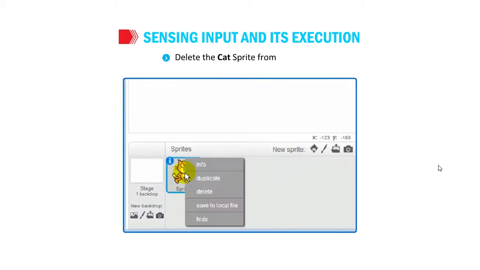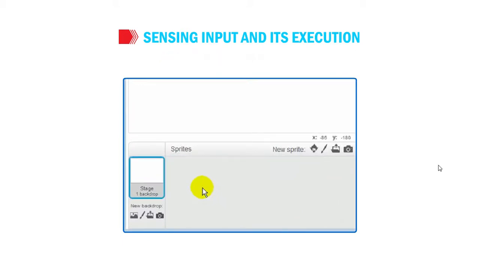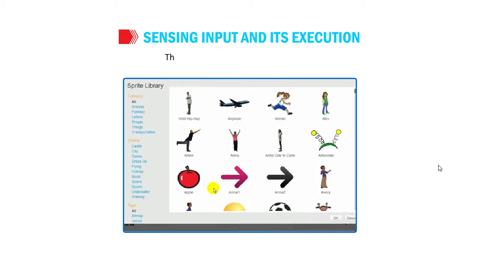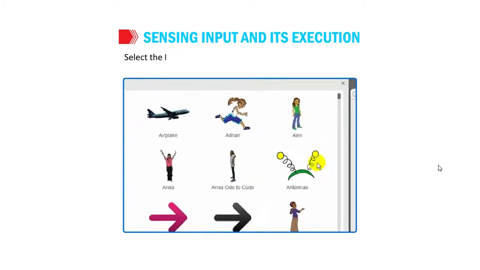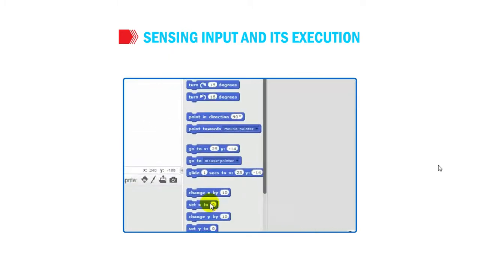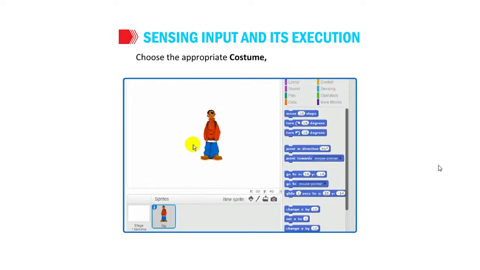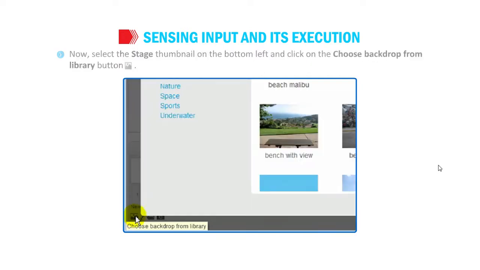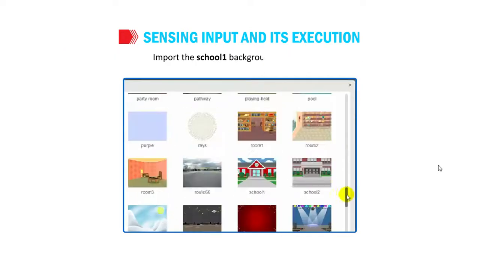Delete the cat sprite from the stage. Click on the Choose Sprite from Library button. The Sprite Library dialog box will open. Select the Kai sprite from the People group and click on OK. Choose the appropriate costume, Kai B, for the sprite. Now, select the stage thumbnail on the bottom left and click on the Choose Backdrop from Library button. Import the School 1 background on the stage.